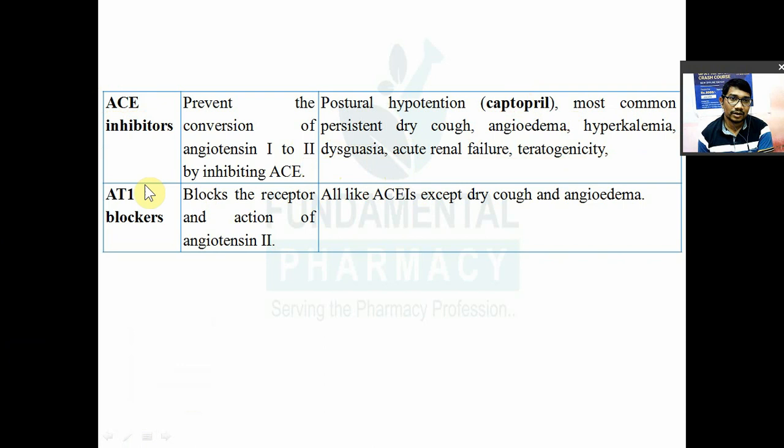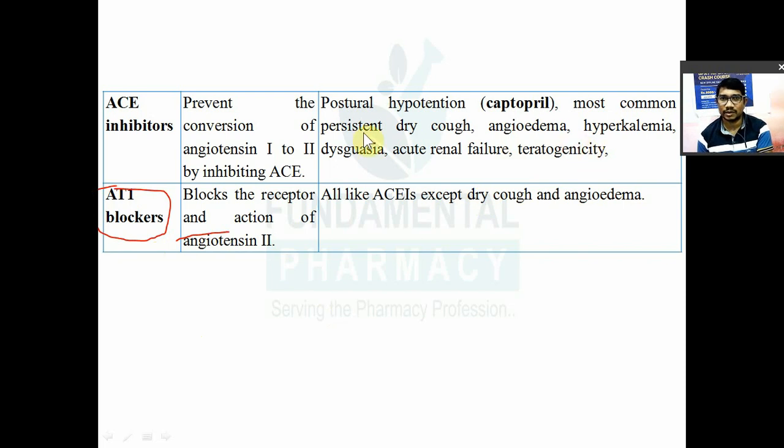लास्ट में आता है आपका AT1 receptor blockers, मतलब क्या है, angiotensin receptor blockers, SARTANs. So what they will do, they will block the angiotensin II receptor and will prevent the angiotensin from causing vasoconstriction. So they will also decrease the peripheral resistance. So all these drugs will also have similar adverse effects as that of the ACE inhibitors.